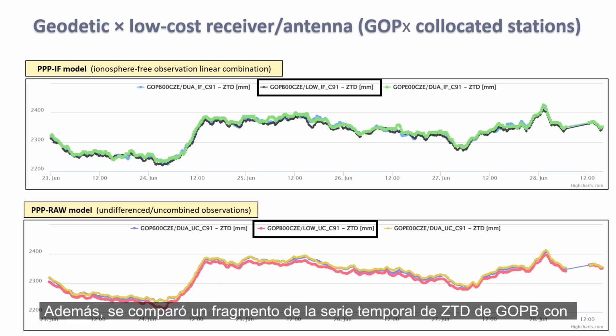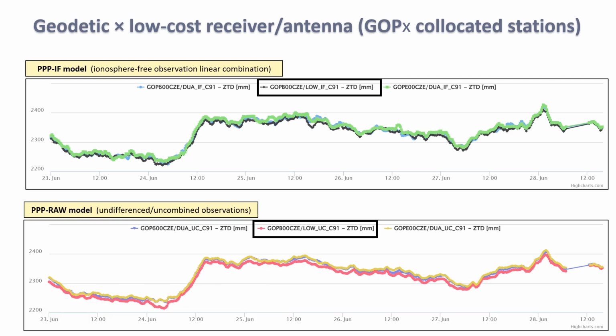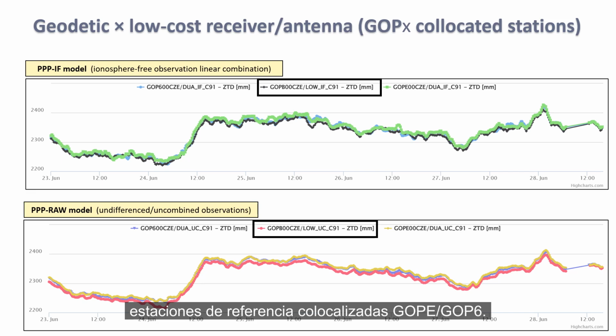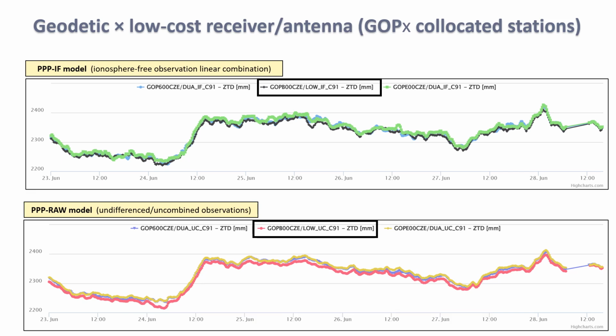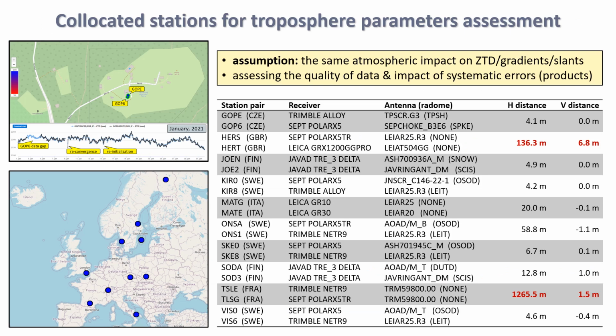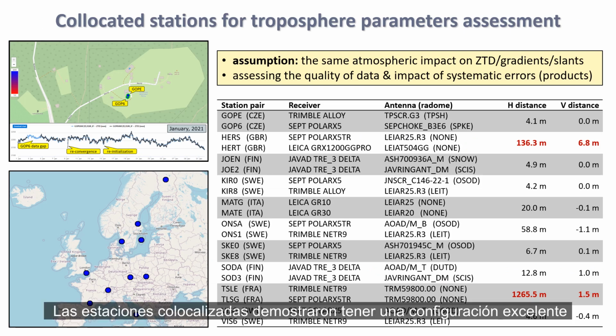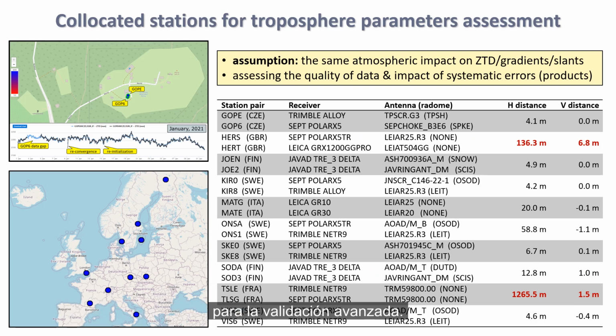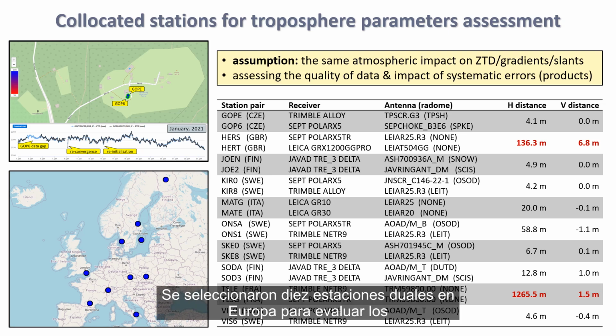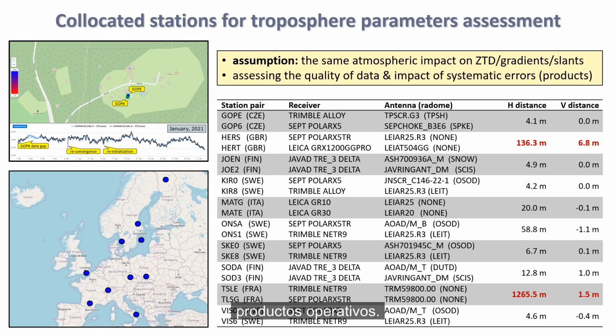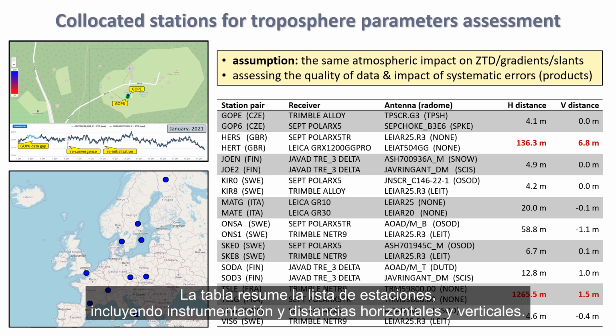Additionally, a snapshot of the ZTD time series from GOP-B is compared to the collocated GOP-E and GOP-6 reference stations. Closely collocated stations proved to be an excellent setup for advanced validation of any GNSS tropospheric parameter. 10 dual stations were selected in Europe for assessing operational products. The table summarizes the station list, including instrumentation, horizontal and vertical distances.